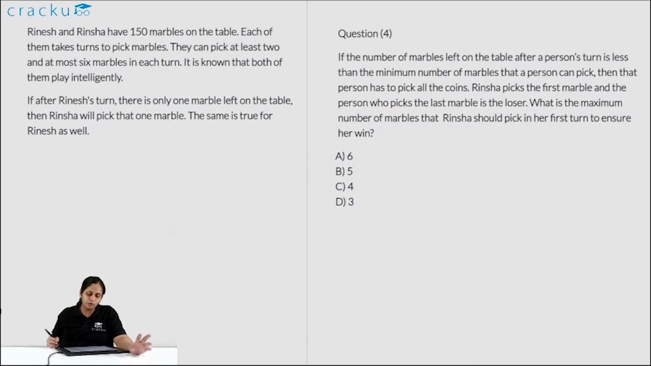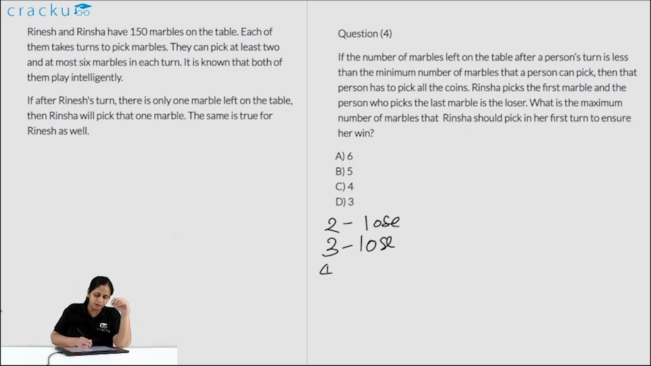So if there are 2 marbles on the table, you are a loser, a losing position for sure, because you have to pick both of them up. If you have 3 marbles on the table, again you can't leave 1. So 3 is also a losing position because you can't pick 2 and leave 1. So you have to pick all 3 of them. So it is a losing position always. If you have 4 marbles on the table, you can pick 2 and you can leave 2 for your opponent, which puts them in a losing position. So 4 is a winning position.